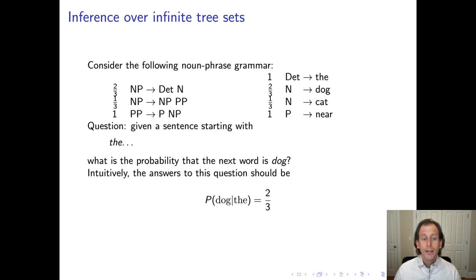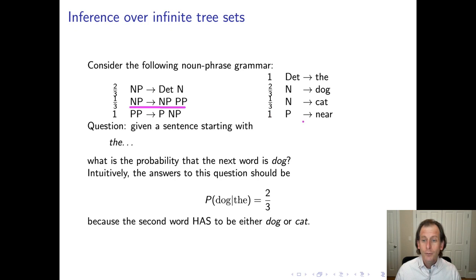Ready? Okay, intuitively the answer should be 2/3. And the reason for this is very straightforward. Given that the first word of the sentence is the, the only thing that's possible in this grammar is that the next word has to be either dog or cat. Because, well, we started with NP and we may have invoked this rule from the root of the tree one or more times. So we might have actually done something like NP goes to NP-PP and so forth. But eventually, in order for us to get a word, we have to, at the end of the day, invoke a rule of the form NP goes to determiner noun. And then the first word was the.